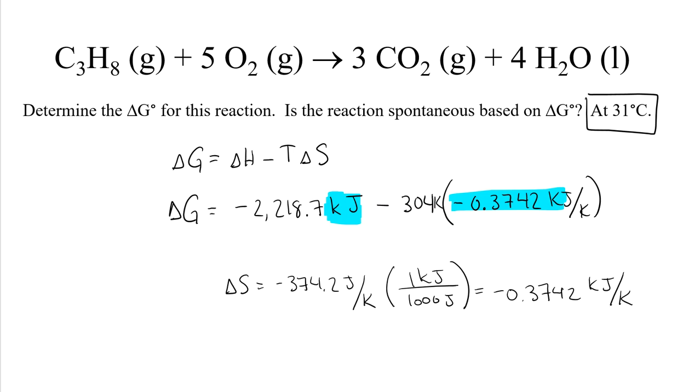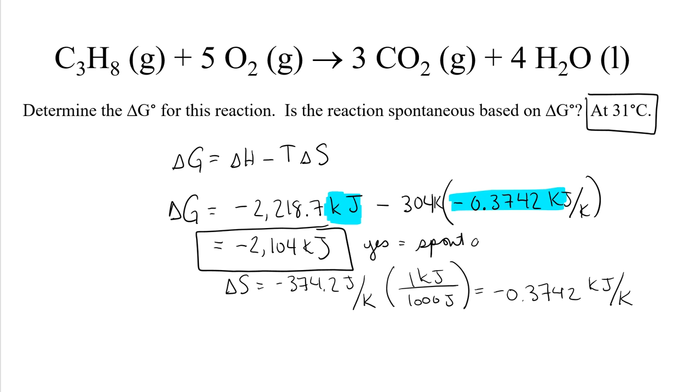So the delta G is equal to delta H minus T delta S. So the delta G for this reaction is negative 2,104 kilojoules. And this reaction is, yes, spontaneous, because delta G is negative. Negative delta G means a spontaneous reaction.